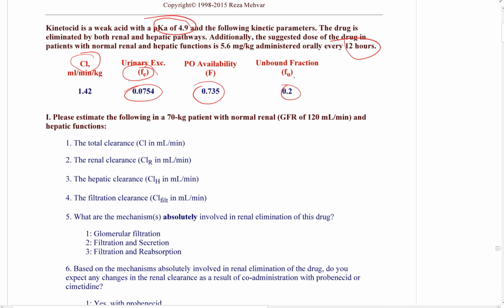So now we have to do some calculation. Total clearance is easy. This is in milliliter per minute per kilo. So total clearance would be the clearance, which is given in milliliter per minute per kilo, multiplied by the patient's weight.